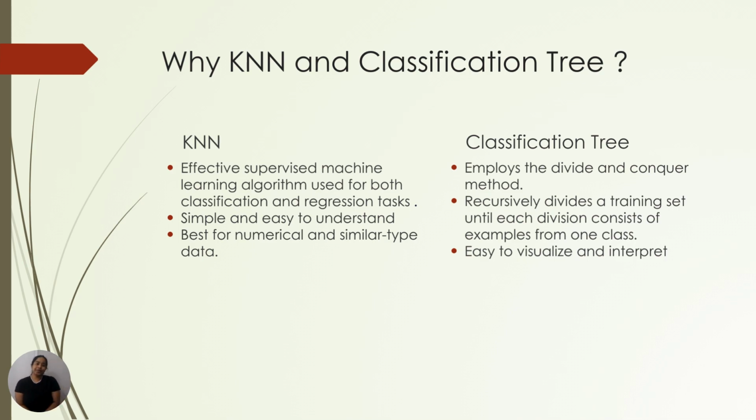So why KNN and the classification tree? KNN is K nearest neighbors. It is a supervised machine learning algorithm which is used for classification and regression tasks. KNN is a simple and effective algorithm in machine learning. It works by finding the K nearest neighbors to a new input or data point, and then makes a prediction according to those neighbors. For example, in a classification task, KNN assigns the most frequent class label among the K nearest neighbors to the new data point.